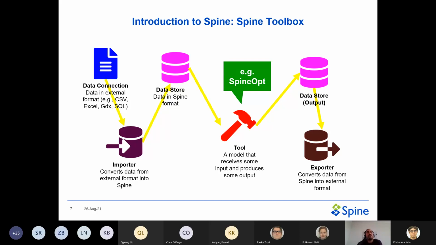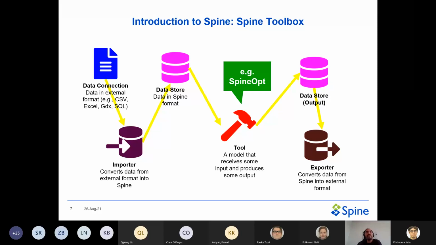So basically you have this, our favorite one. This is the one that we will be using, I think, most of the time for this presentation today. It's basically a data store item that holds data in a Spine format. The Spine format is something we have built to represent systems in a very flexible way.